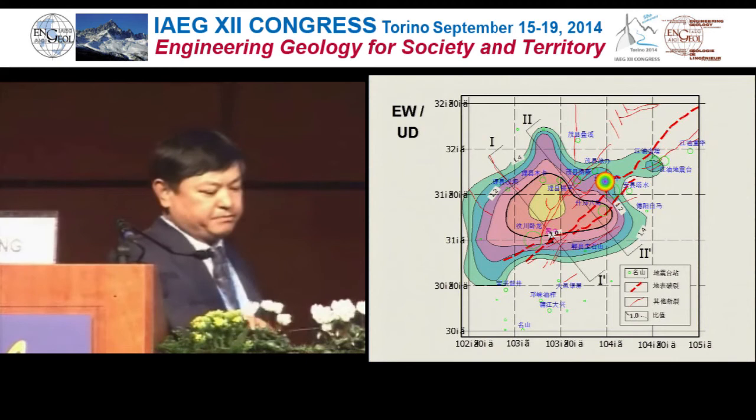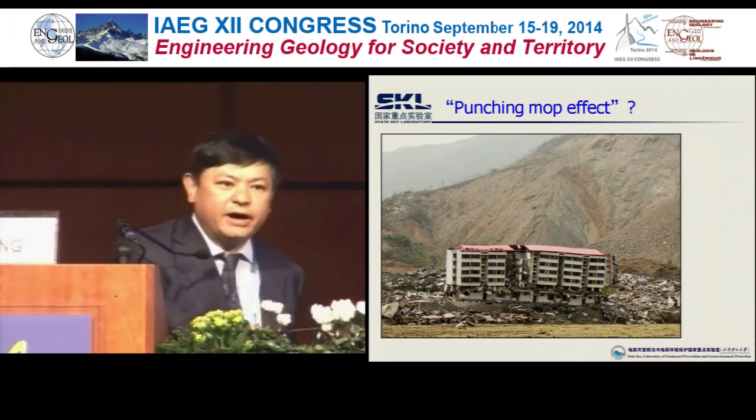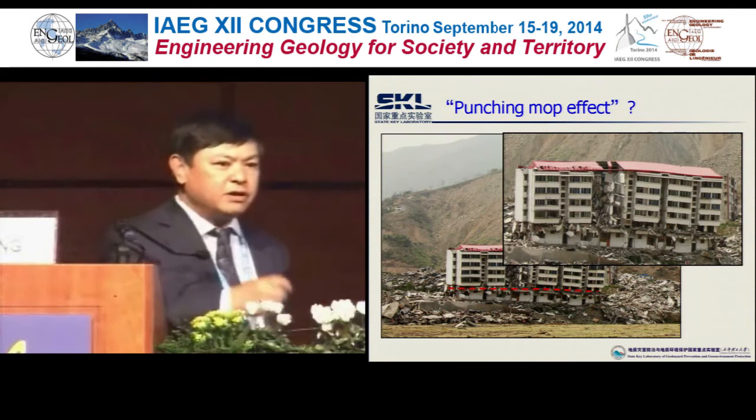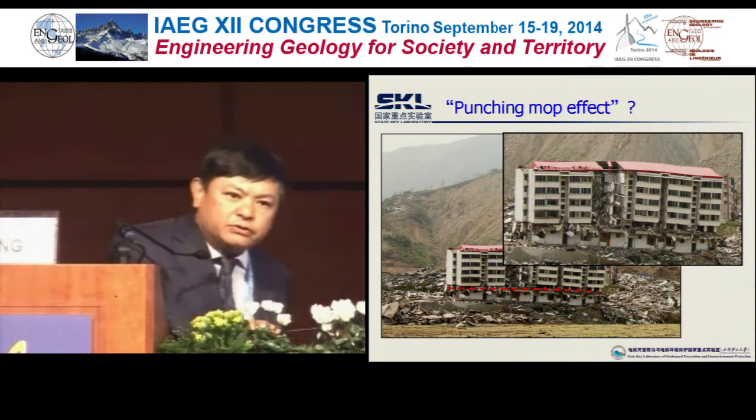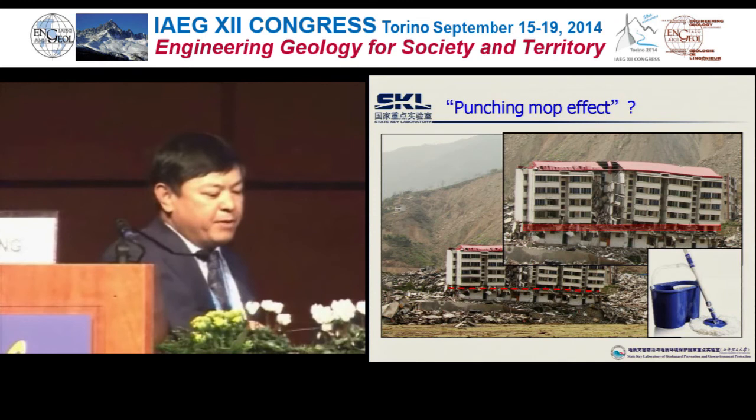We also observed in this area some houses where, you can see, this is the first floor, but the second floor disappeared. Why? You can see the second floor totally crashed. So we think vertical vibration plays a very crucial role in the fragmentation of the slip zone. It's like a punching mop effect. We call it the punching mop effect.